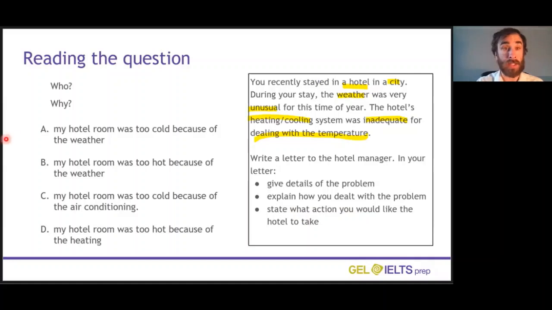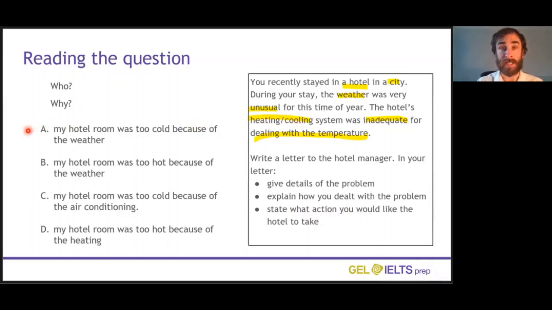So I could write about A, my hotel room was too cold because of the weather, or B, my hotel room is too hot because of the weather. The important word here is inadequate. So this means that the heating system was not hot enough, or the cooling system was not cold enough.